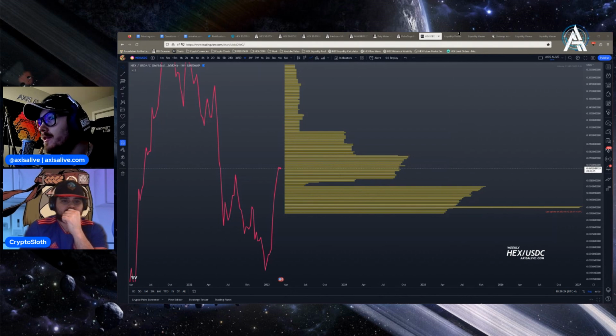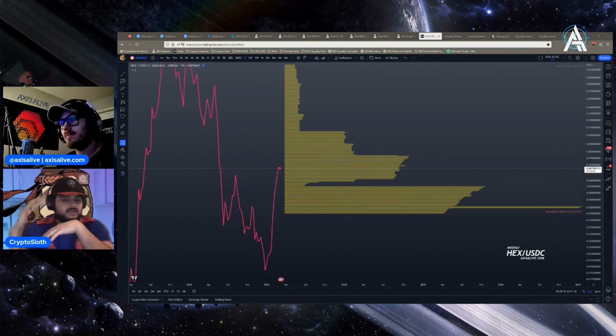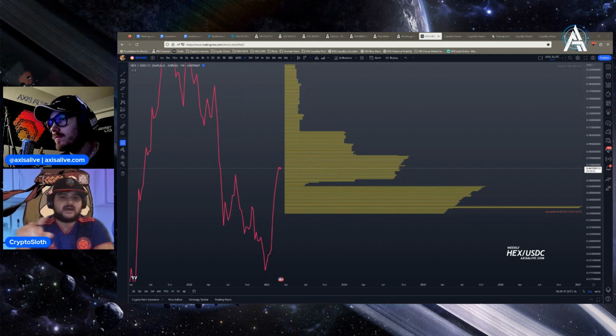So Slothman, what are we seeing here on this HEX chart? You can see the price in pink here on the line, but where are all these bars that are on the chart? Yeah, man. So this is the HEX USDC chart, and like you said, the line is the price of the coin, but that histogram that you're seeing is the liquidity setup of the USDC 0.3% pool.